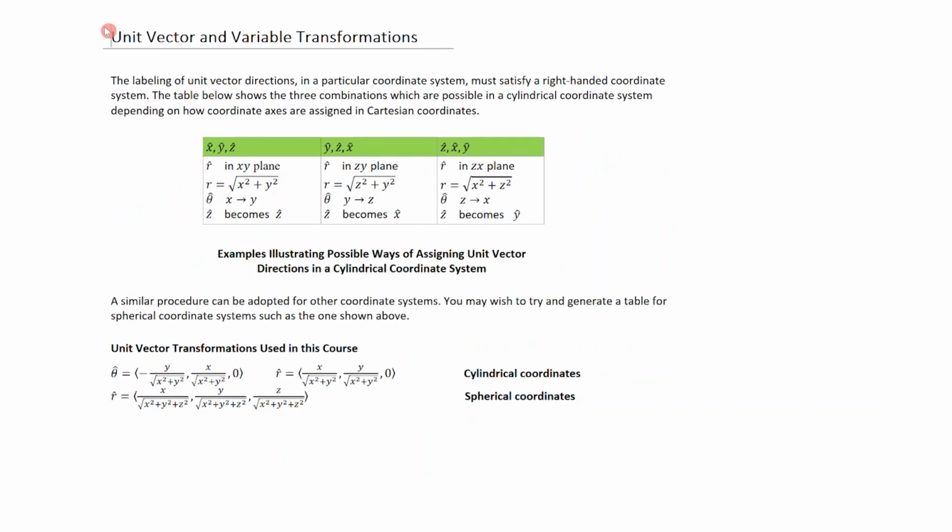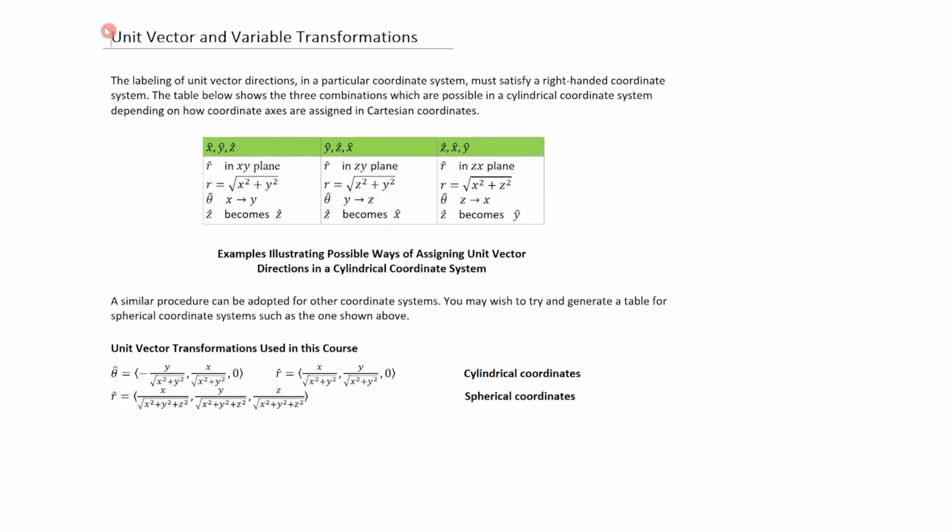All right, so a couple things here just to review. Unit vectors and variable transformations. Just a reminder that the labeling of unit vector directions in a particular coordinate system must satisfy right-handed coordinate system. The table below just illustrates different combinations which are possible. In other words, in the lectures so far, we've always assumed that Z is pointing upwards and that R and theta are on the XY plane or parallel to the XY plane. Doesn't have to be so.